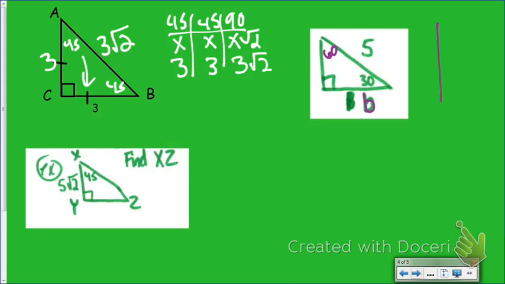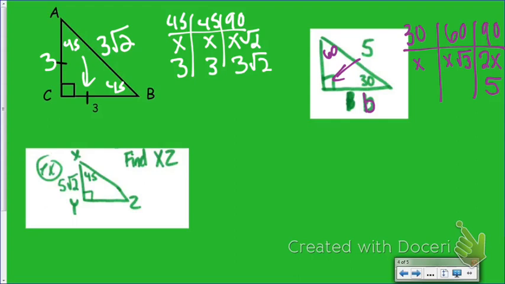So what I'm going to do is fill in what I know on my chart. So I've got a 30-60-90 triangle, and my ratio for 30-60-90 is x, x times the square root of 3, and 2x. I'm going to fill in what I know. I know that 5 is across from 90, so 5 goes in the 90 column. So now what I need to do is solve for x.